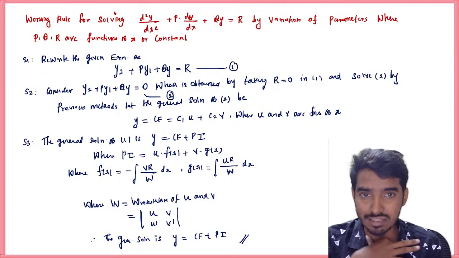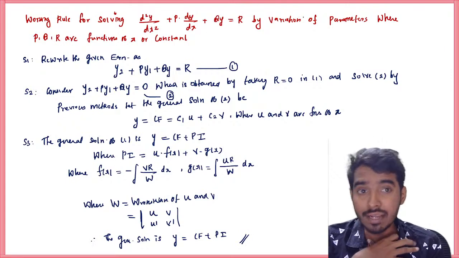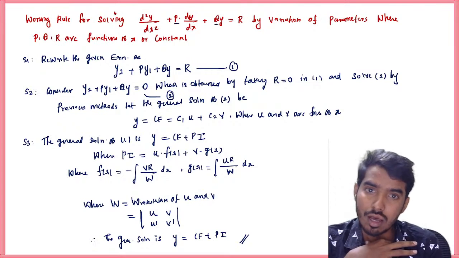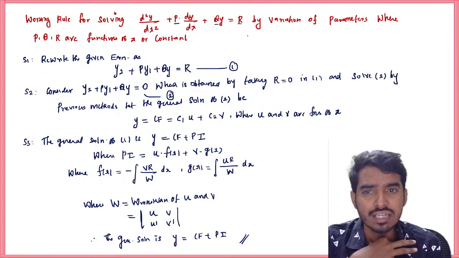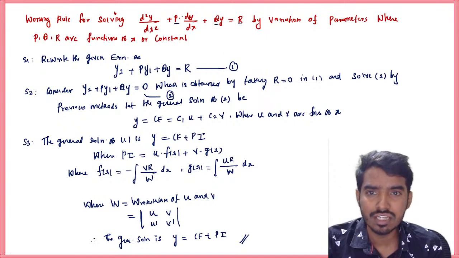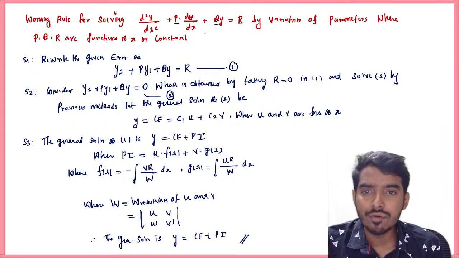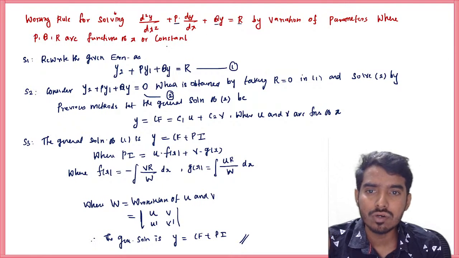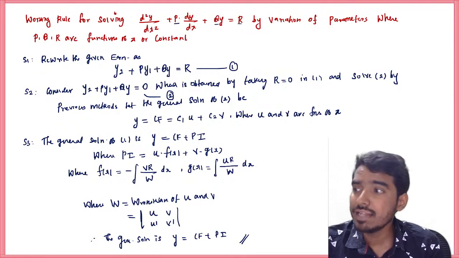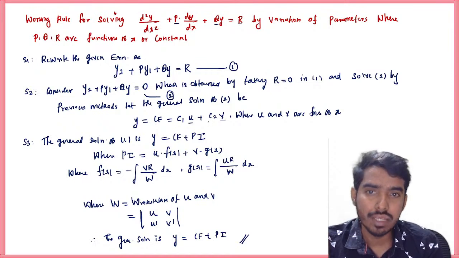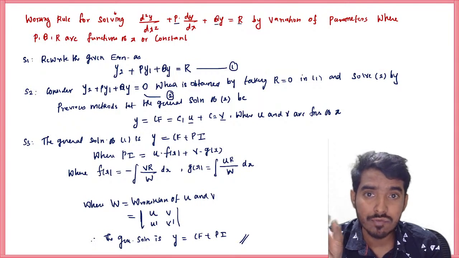Working rule for solving this equation by variation of parameters, where this P, Q, R all are functions of x, or can be constant also. If it is a function of x, it will be a Cauchy-Euler equation. If it is constant, it will be a second order linear equation with constant coefficients. Now what you have to do? Very simple. Put r equal to 0, find the characteristic function, write it as c1u plus c2v, obtain u and v. After obtaining u and v, just write u and v separately.